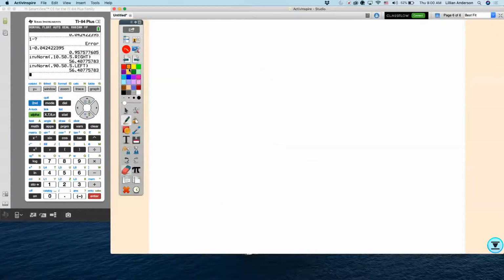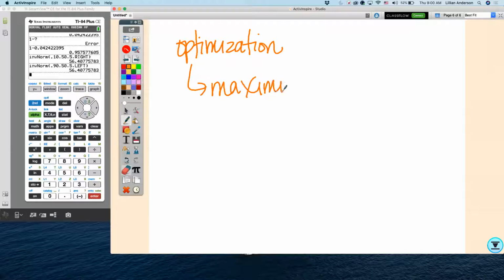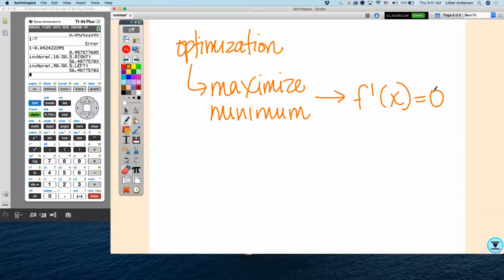So optimization, that dealt with derivatives. That's when you were trying to either maximize something or minimize something. But you can always figure this out by setting the first derivative equal to 0. When you set the first derivative equal to 0, you find the respective x value that would produce the maximum area or the minimum cost or the maximum profit and so on and so forth.